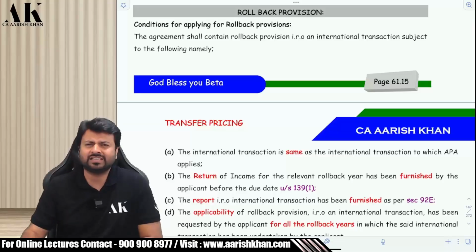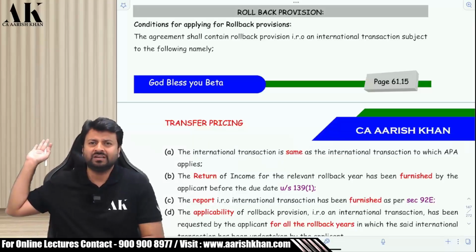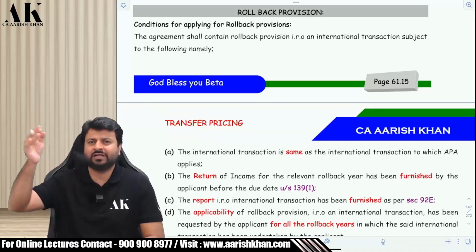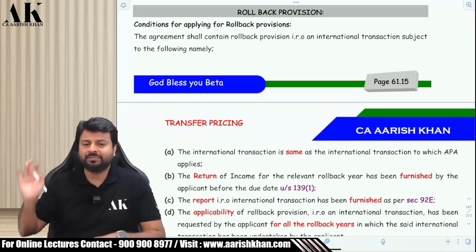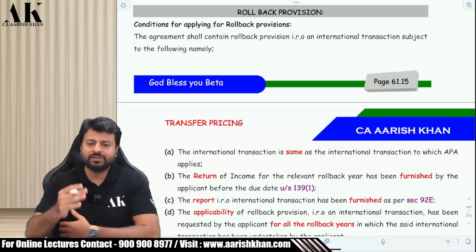Now the assessee is saying that also give me the benefit of advance pricing agreement for the past years. Why unnecessarily fight for past years with the department? Extend the benefit for the past years also. The government said that yes, we will roll back this provision to the last years also, subject to 5 conditions.